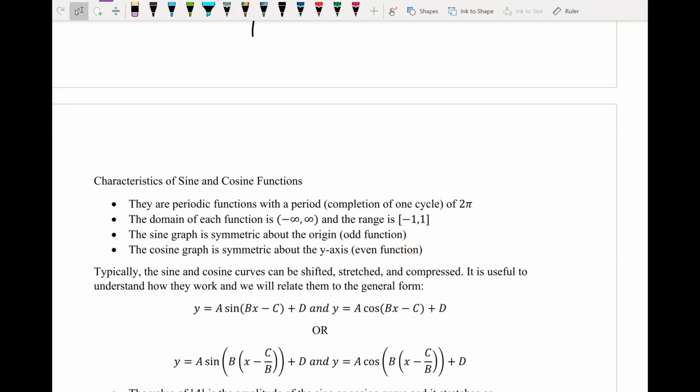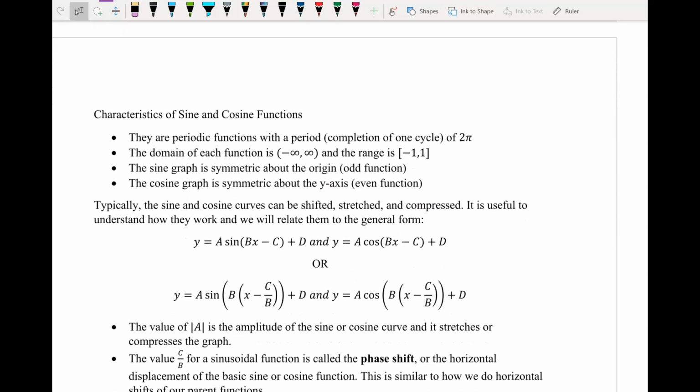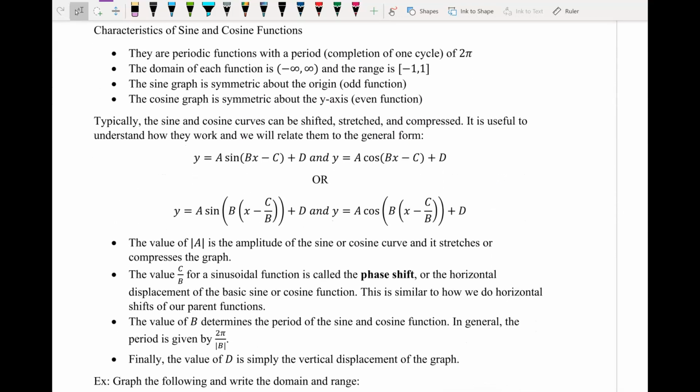characteristics. Now, here are a couple things that we have to do, because graphing it can be a little bit of a pain. Typically the sine and cosine curves can be shifted, stretched, and compressed. So it is useful to understand how they work and how we will relate them to the general form. Just how we have the h and the k and all that other stuff with the other functions that we had, this time we're going to label it as A, B, C, D. So typically sines and cosines can have an A, a B in front of the x, a C afterwards, and then a D.